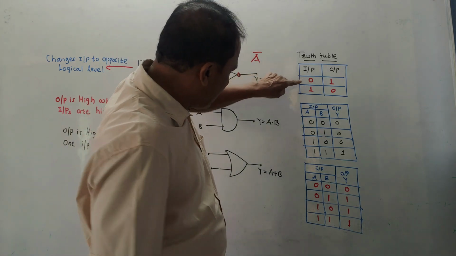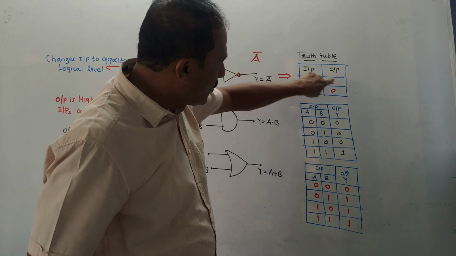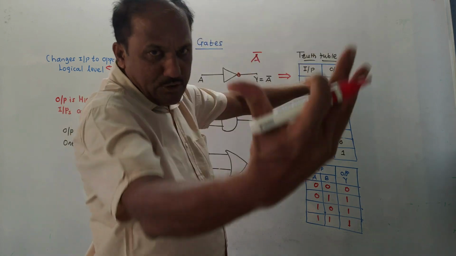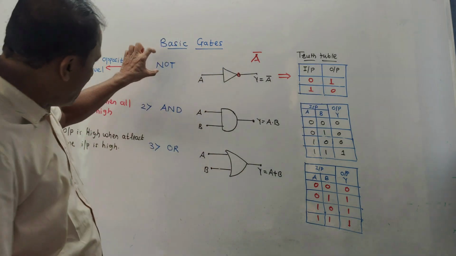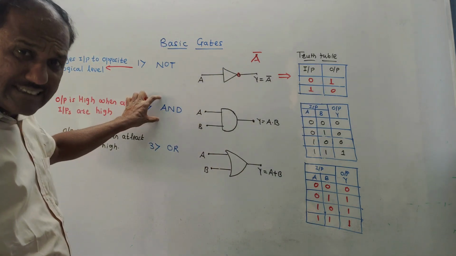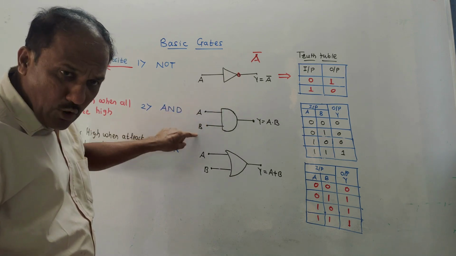This is the truth table of NOT gate. If input is 0, output will be 1 because it performs opposite operation. If input is 1, output will be 0. So this is the NOT gate. Second is AND gate. You have to remember this symbol. This is the symbol of AND gate.